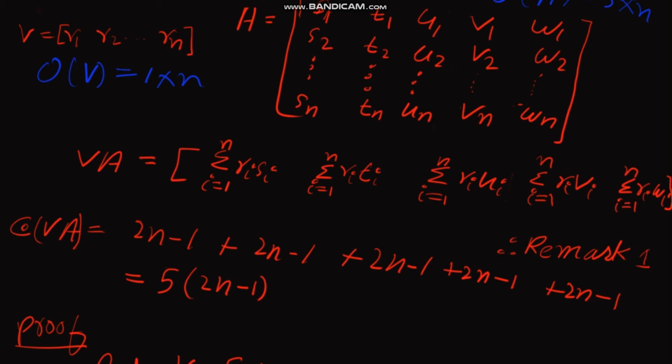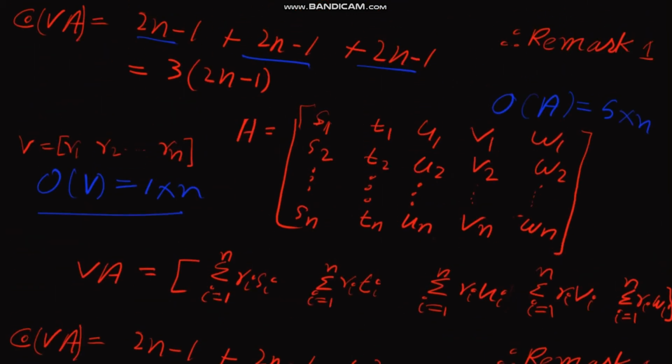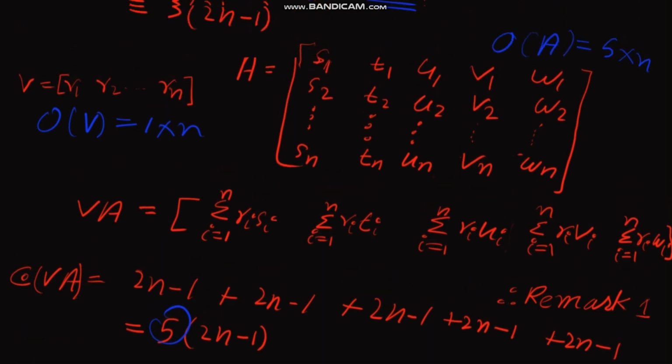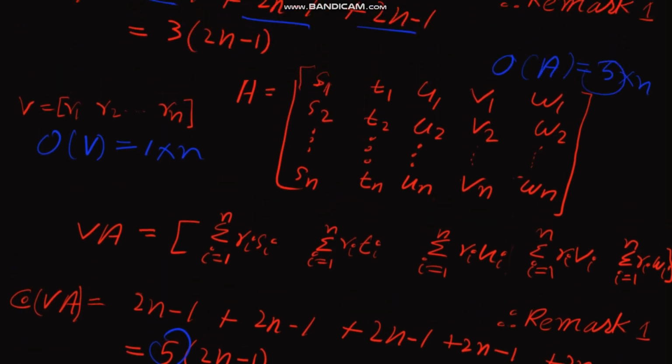I have written that when the order of vector V is 1 by n, and the order of matrix A is 5 by n, then the cost of the product VA is 5 times 2n minus 1. And the key point is that when A has 5 rows, the cost is the same except for this 5 that we are multiplying here. It's a key point that you should keep in your mind.